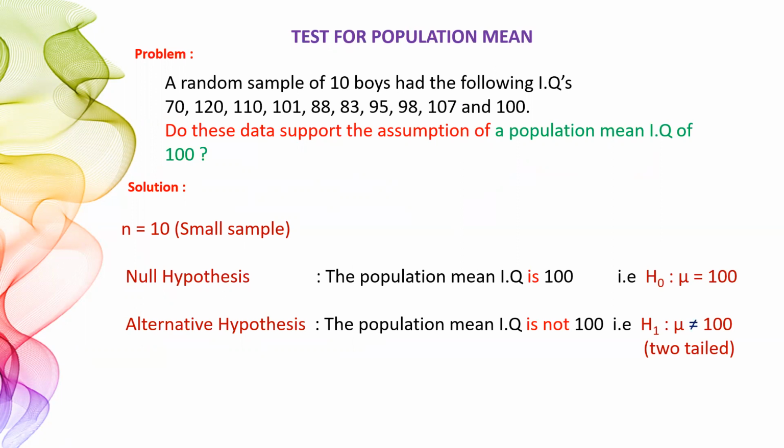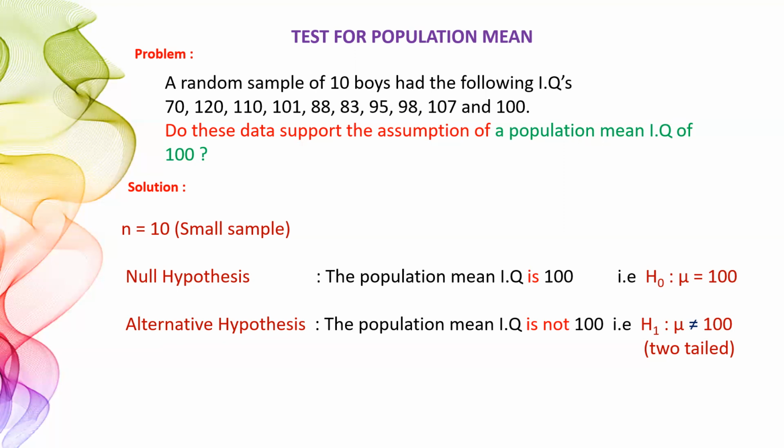Now here I have marked the hypothesis as the population mean IQ is 100. That will be your hypothesis. Before going for the hypothesis, what you have to check is the n value. If you count, or in the problem itself, it's given as 10 boys. So your n value becomes 10 here, which is less than 30. So the problem becomes a small sample. That is the first step.